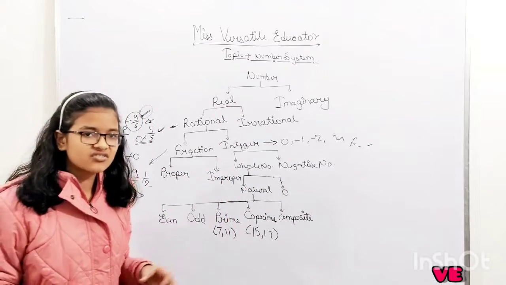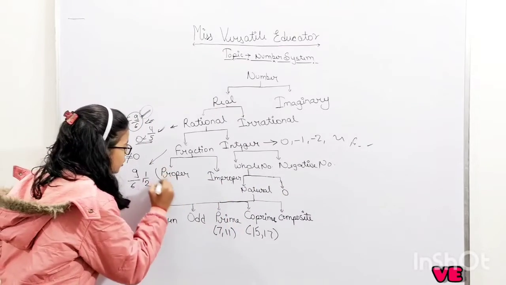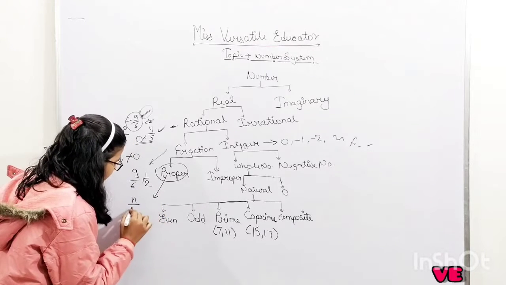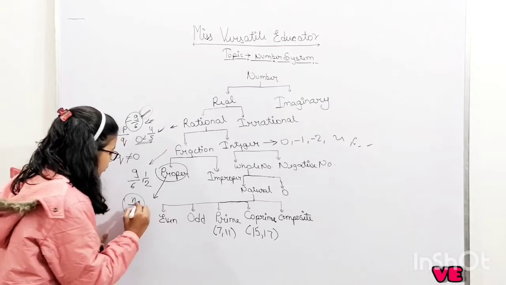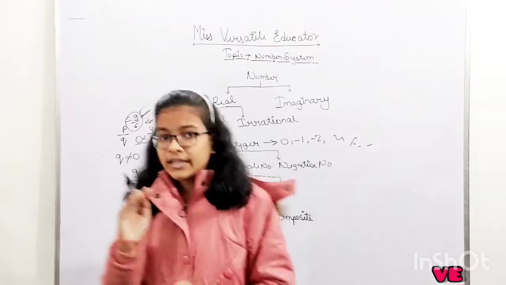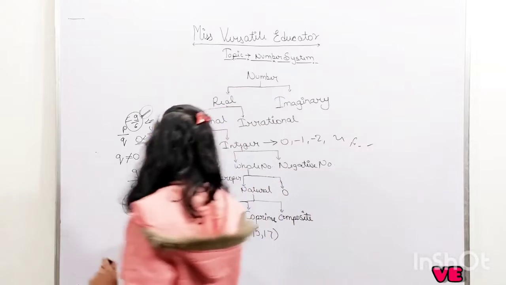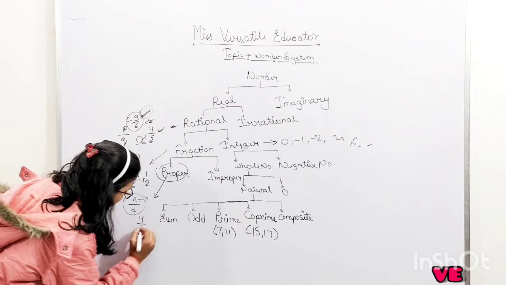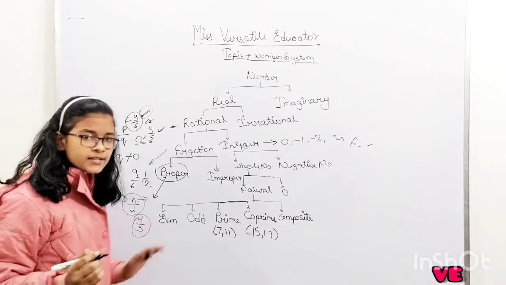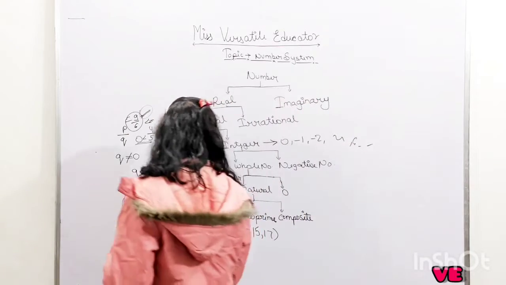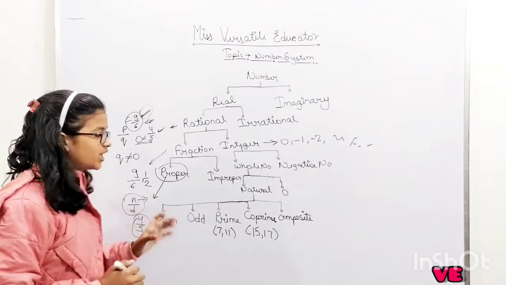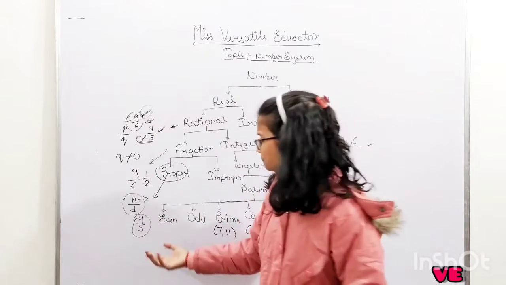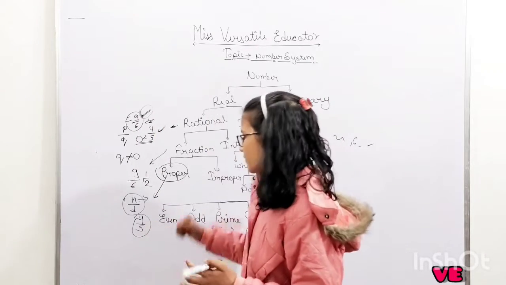Proper fractions are the fractions written as numerator upon denominator in which the numerator is less than the denominator. Let's take an example to understand it better. If we take 4 upon 5, what is a proper fraction? The numerator should be less than the denominator. Obviously 4 is less than 5, sorry, 5 is greater than 4. So it is a proper fraction.